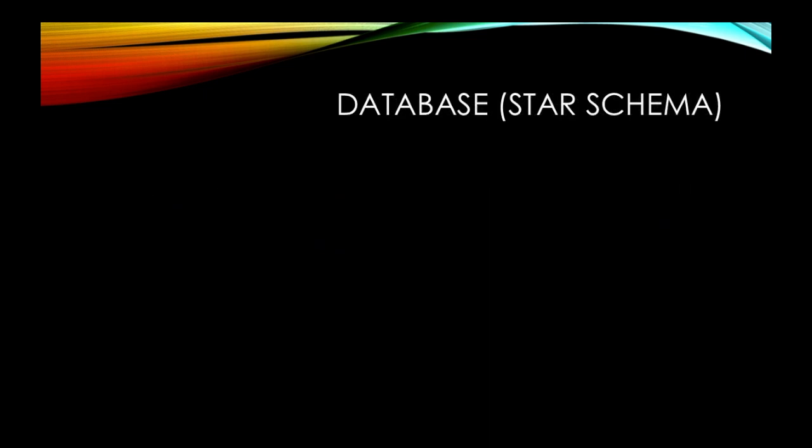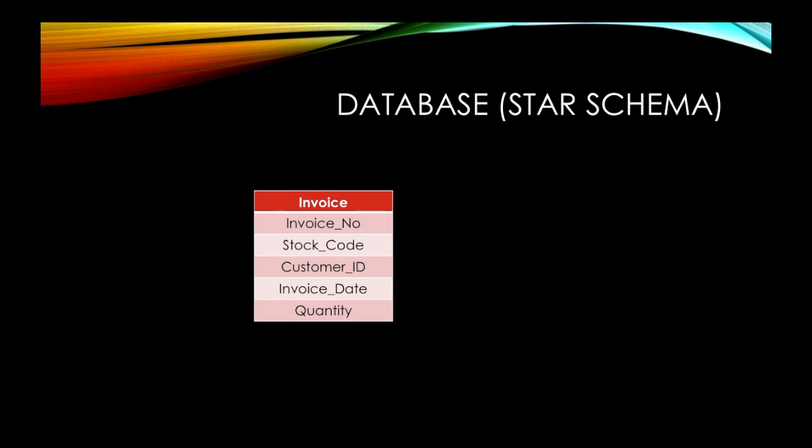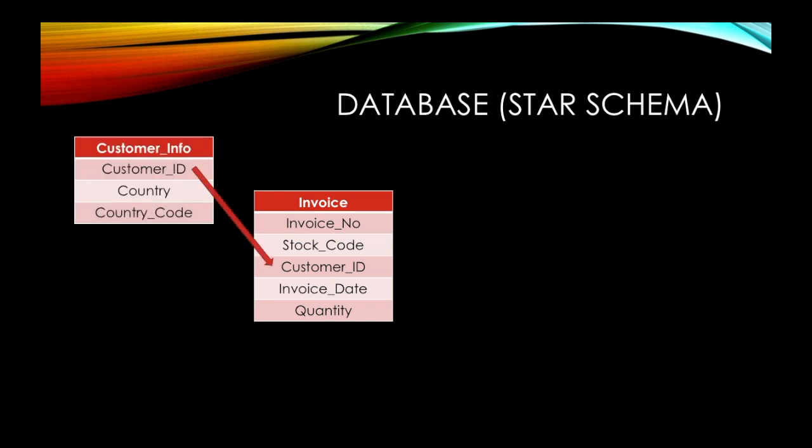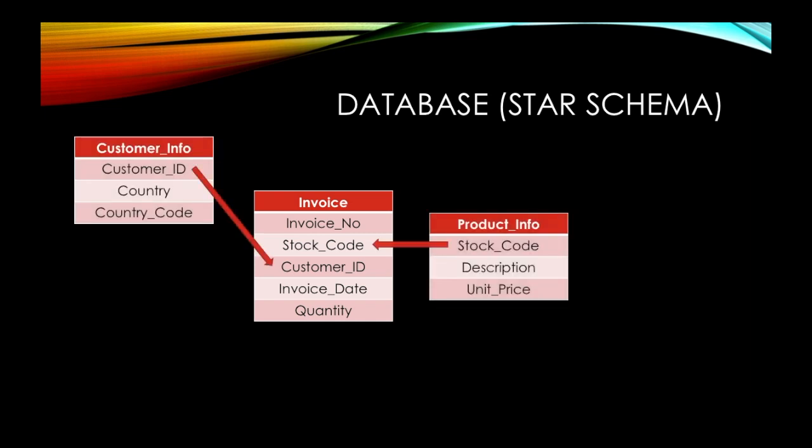Now let's quickly go over the database schema as well. For data warehousing, it's always good to use a star schema when it comes to dimensional modeling. I found that the provided tables reflect a similar pattern, as we have the invoice table as a fact table, and we have customer info and product info as dimension tables.